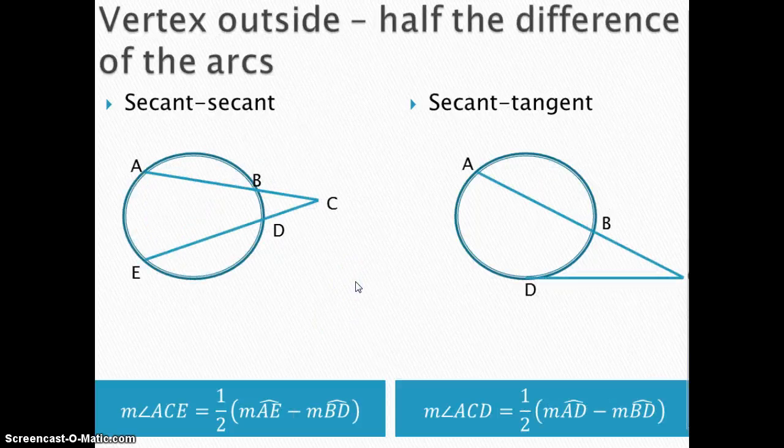And then the last type, and there's only two drawn on here, but there's actually a third type, and we'll discuss that real briefly. But it's when the vertex is outside the circle. And in this case, instead of adding up the arcs and dividing by 2, you're going to subtract them and divide by 2. And it's important that you go from the bigger arc minus the smaller arc. Otherwise, you're going to get a negative measurement for our angles, and that just isn't going to happen.